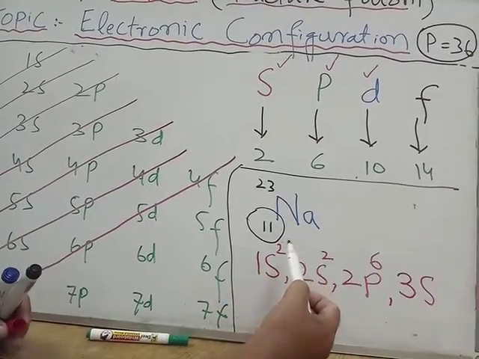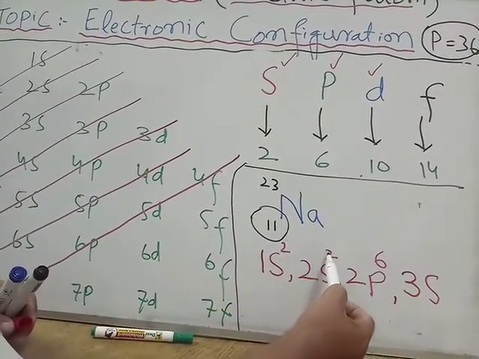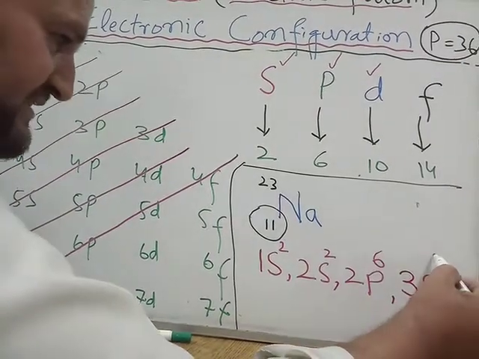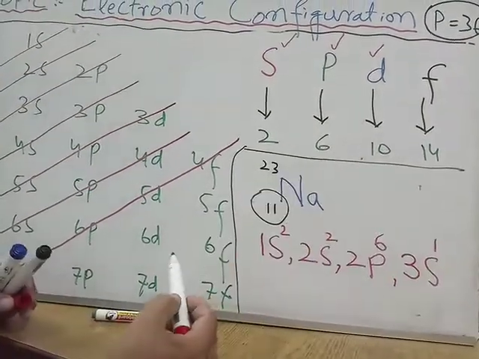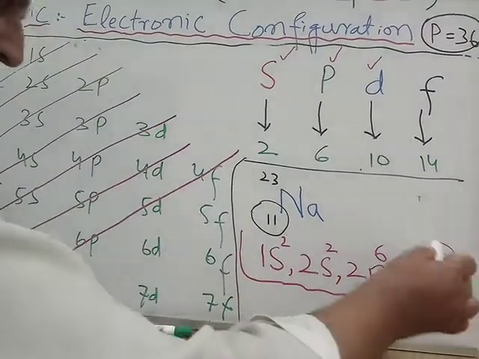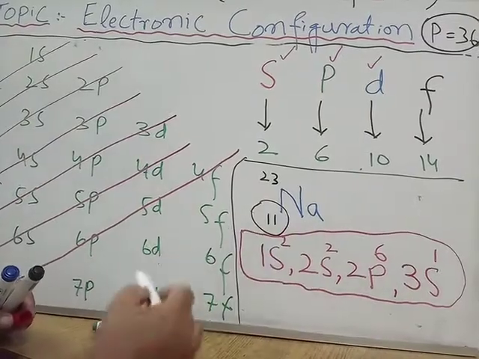How many have we accommodated? 2 plus 2, 4 plus 6, 10. How many are left? 1. So just write 1 here. So this is the electronic configuration of the sodium atom.